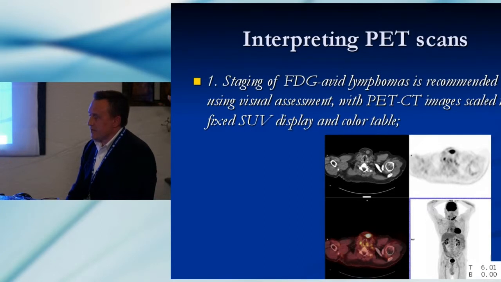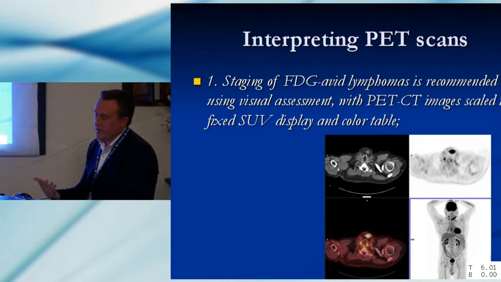When we interpret staging of FDG-avid lymphomas, it's recommended that we use a visual assessment with PET-CT images scaled to a fixed SUV display. So that's the PET images in the top right-hand corner scaled to a fixed SUV scale. I use 0 to 6. Some departments use 0 to 10.